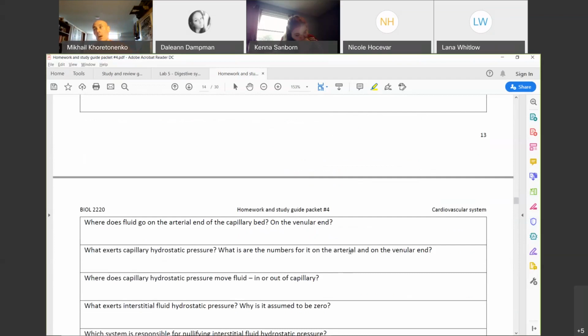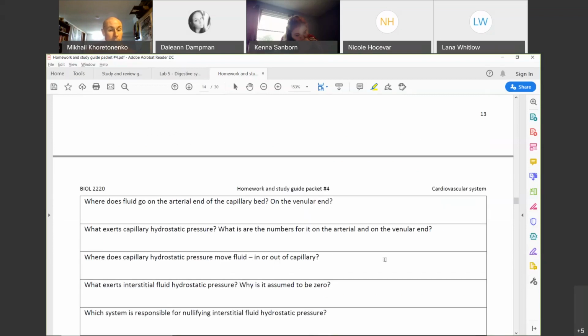Fluid exchange. Will I ask you to calculate anything? No. Will I ask you to tell me what's going on if you have increased this, increased that? Yes. So on the arterial end of the capillary bed, fluid in general goes from the capillaries into the tissue, and on the venular end, from the tissue to the capillaries. Capillary hydrostatic pressure is basically blood pressure. On the arterial end, it's 35, and on the venular end, it's 17.